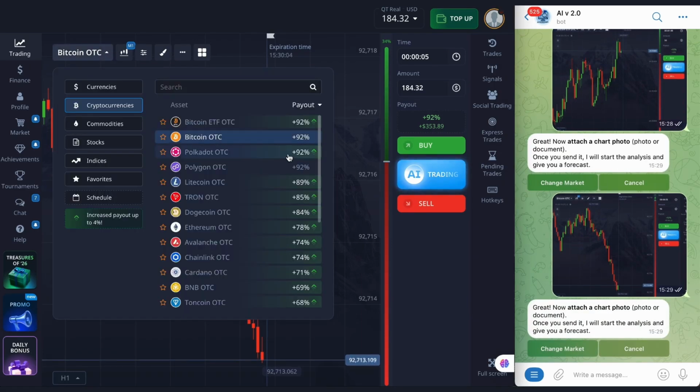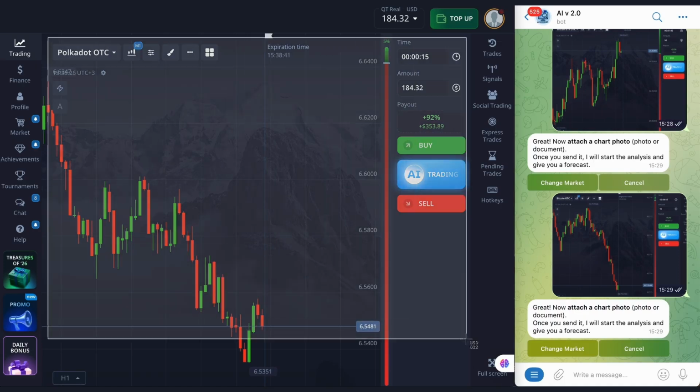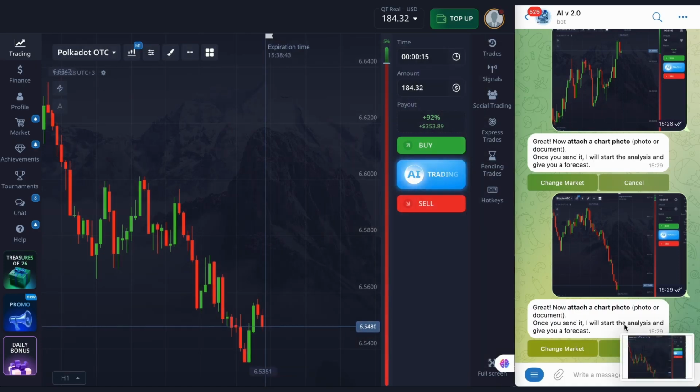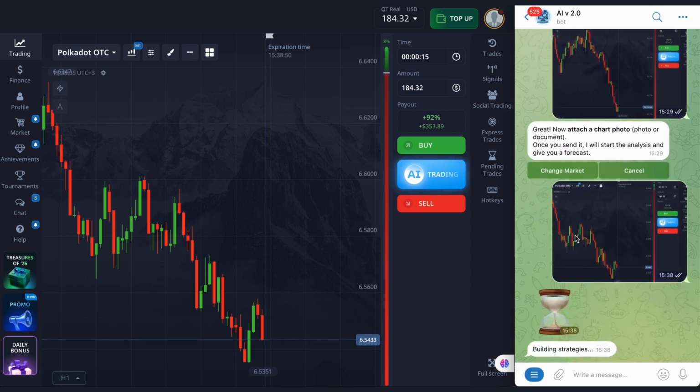Let's hit the market with our next trade. Let's take a nice screenshot of our charts. Pocketoption. We're risking $184 on this trade, and attaching my screenshot. We're gonna wait and see. Once we send it, it's gonna start analysis and give us the forecast. Ladies and gentlemen, it's building strategies and it's studying candlesticks. And what is this gonna be? We are about to find out.